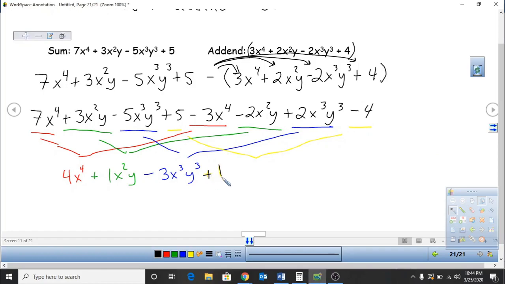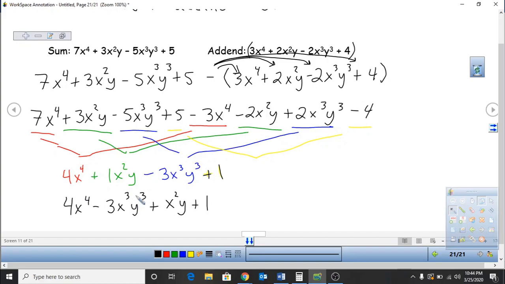All right, so I'm just going to write down the final answer. I guess I'll write this in black so it's a little bit easier to see. So all I got to do is put the terms in order from highest exponent to lowest. So I'm going to put 4x to the 4. The next highest exponent happens to be a 3, so I'm going to take this one next, negative 3x cubed y cubed. And then plus, and I don't need to write down the 1, plus x squared y, and then plus 1. So all I did was I just rewrote it.